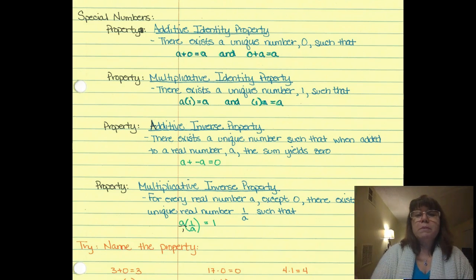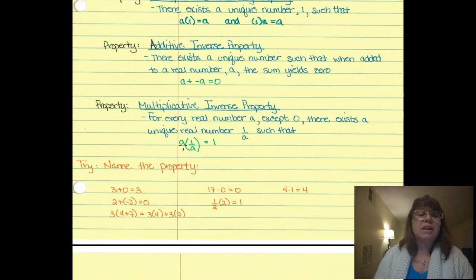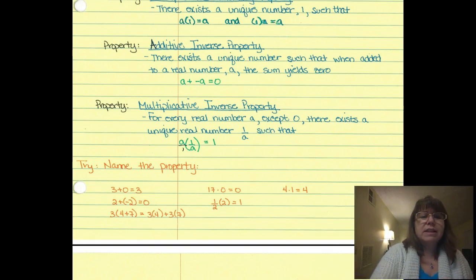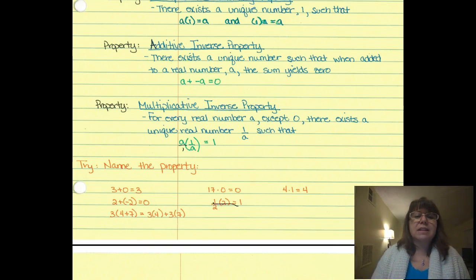So you should be familiar, and go back in the video, but you should be able to name any of these properties down here. For example, 3 plus 0 equals 3. Well, that's going to be the additive identity property because 0 is the additive identity. We add 0, but it doesn't change anything in the end. 2 plus negative 2 equals 0. That's going to be the additive inverse property. 1/2 times 2, that's going to be 1. That's the multiplicative inverse property.